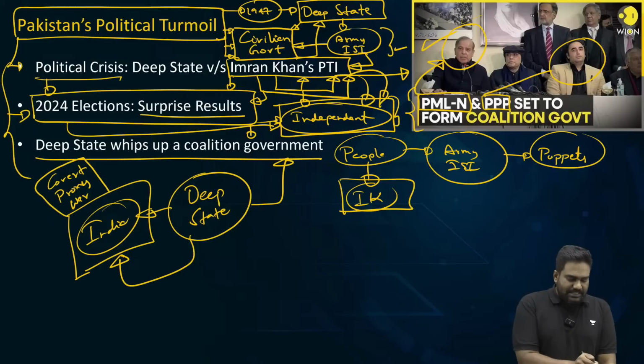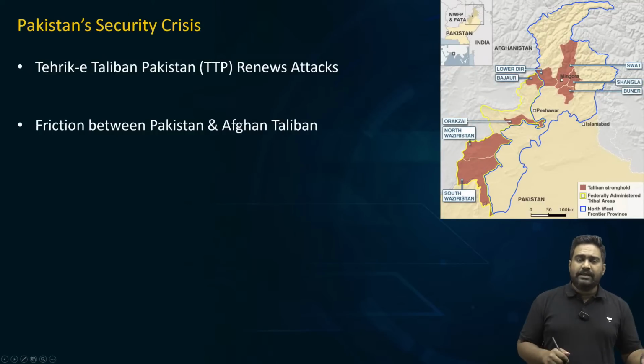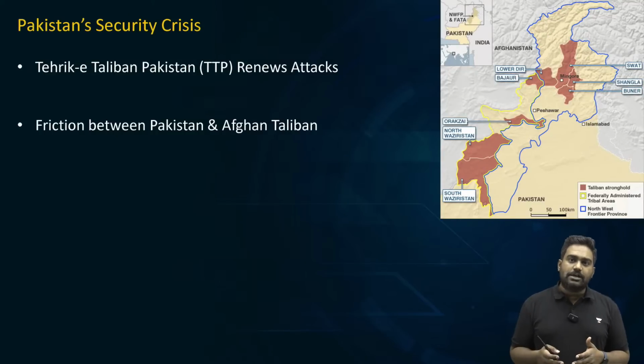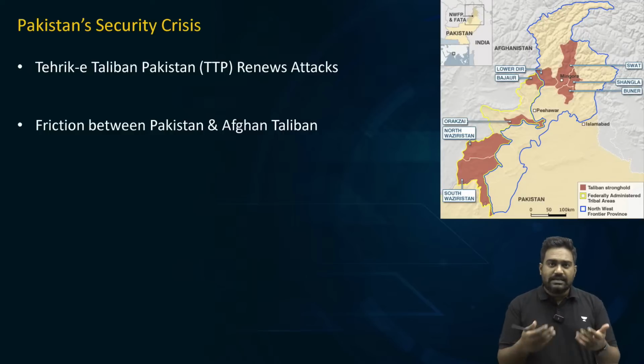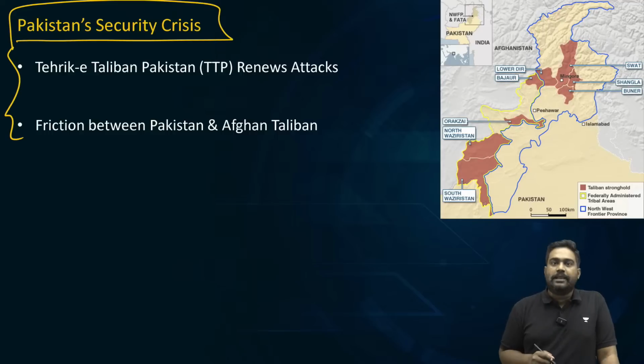So this is something that will pose challenges for us, and this is something of concern given what's happening in our immediate and extended neighborhood. As I said, there is instability in all our neighboring countries. Beyond our neighborhood, you know what's happening in West Asia. We will study that in the next topic. So it's important to keep these factors in mind, because Pakistan is facing a serious security crisis as well.